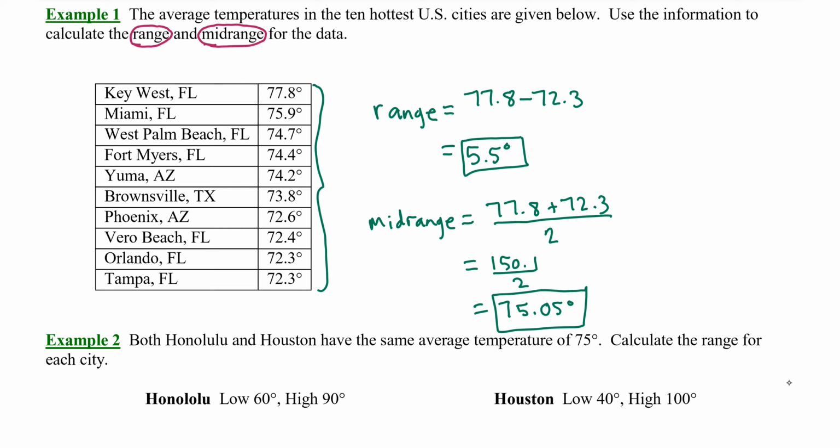So again, the range tells me the spread of data, the difference between the highest and the lowest, and the mid-range finds the number that is halfway between the highest and the lowest. So notice the mid-range is about right here. The mid-range is actually the very center point of the range, even though it doesn't look like it's in the middle of our table. If we were to take those numbers and plot them on the number line, the lowest being 72.3, the highest being 77.8, then 75.05 will be right smack dab in the middle of the highest and the lowest. And again, the range is measuring the spread of data, the difference between the highest and the lowest.